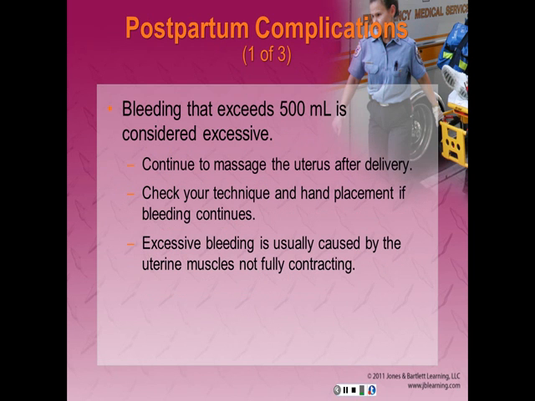Postpartum complications. Bleeding that exceeds approximately 500 milliliters is considered excessive. Although up to 500 milliliters of blood loss is considered normal, you should continue to massage the uterus after delivery. Check your technique and hand placement if bleeding continues. Excessive bleeding after birth is usually caused by the muscles of the uterus not fully contracting due to delivery of more than one infant, a long labor process that causes the uterus to be too tired to contract, and parts of the placenta still being inside the uterus.